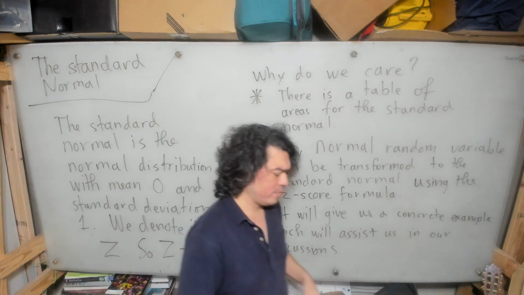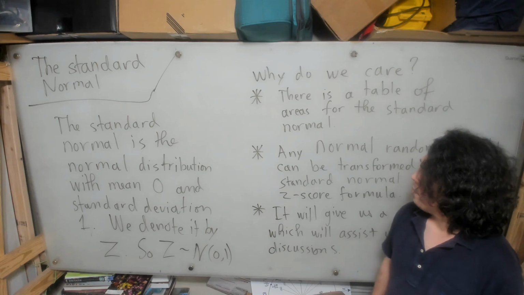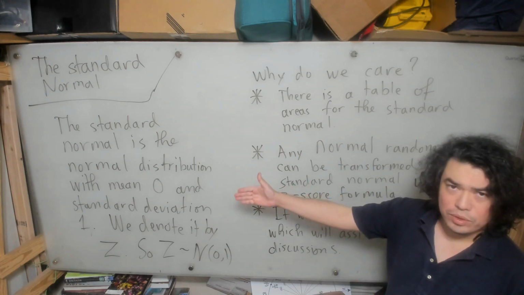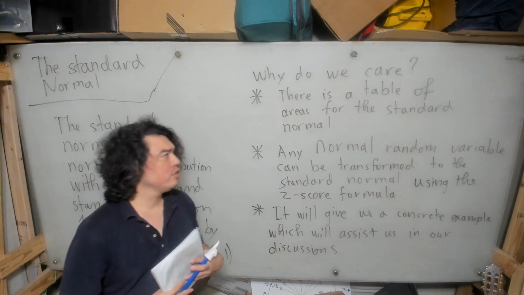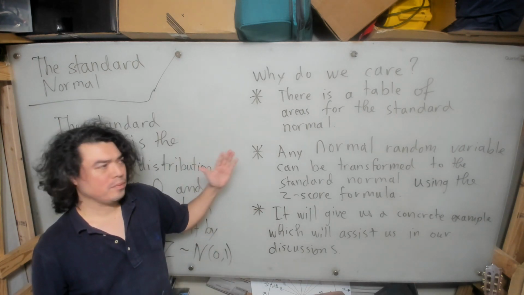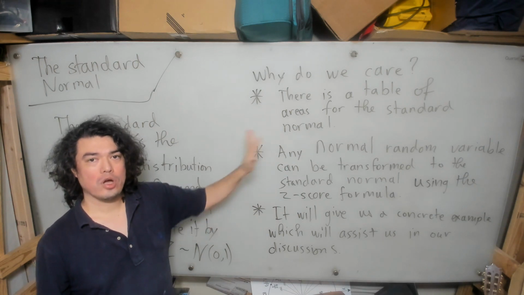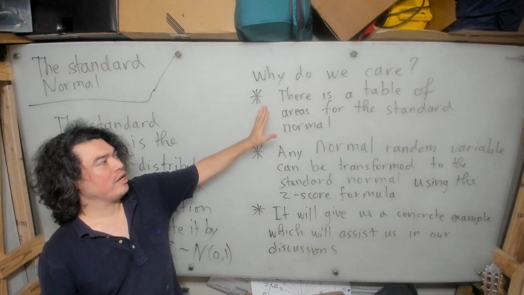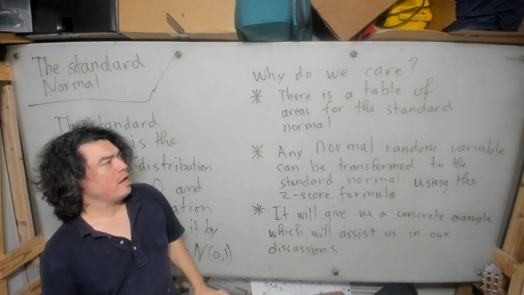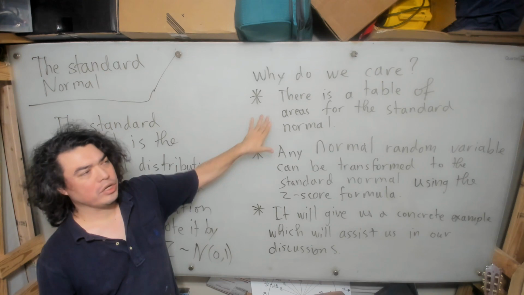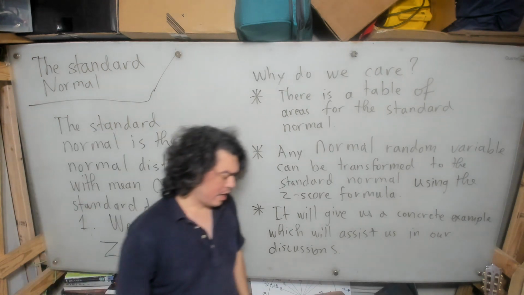In any case, these are the main facts you have to know about the standard normal. That it has a mean 0, it has standard deviation 1, and that it's important because the values from any normal random variable can be mapped onto the standard normal, and we can use that together with a table and a hand calculator to calculate the probabilities that we're going to want to calculate.